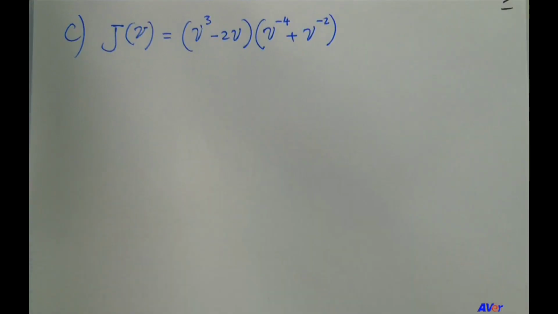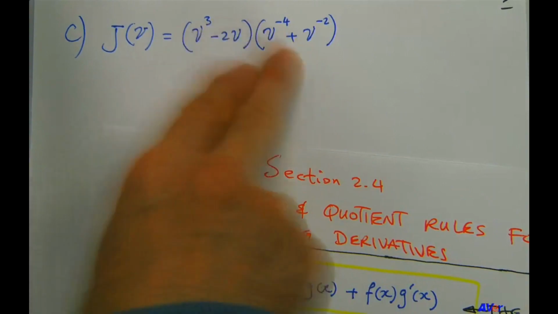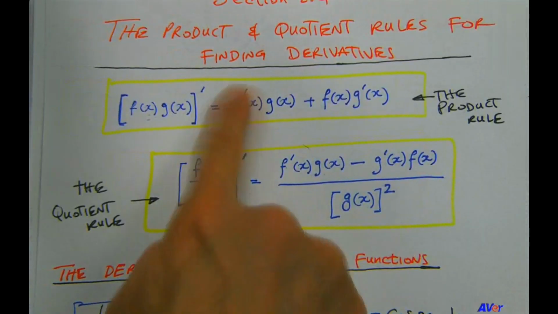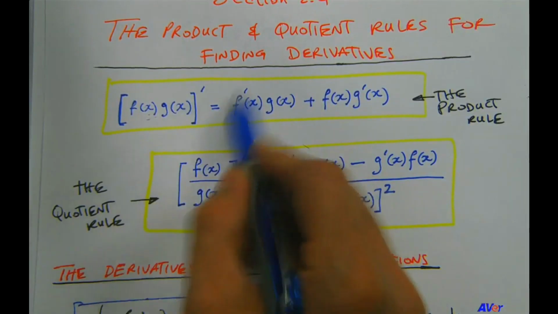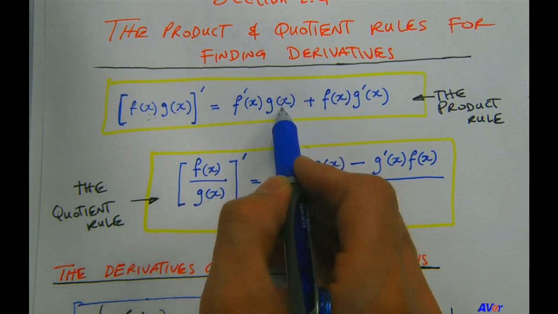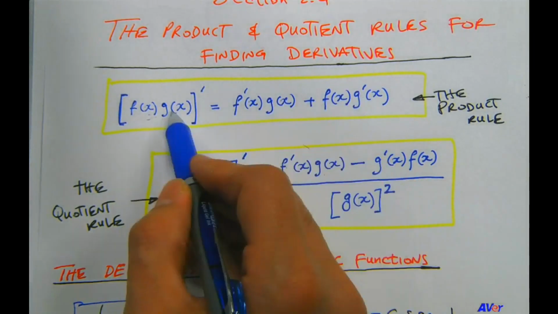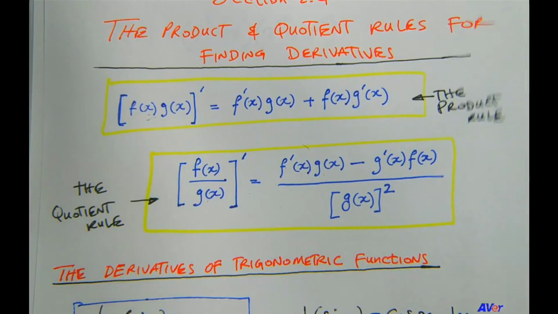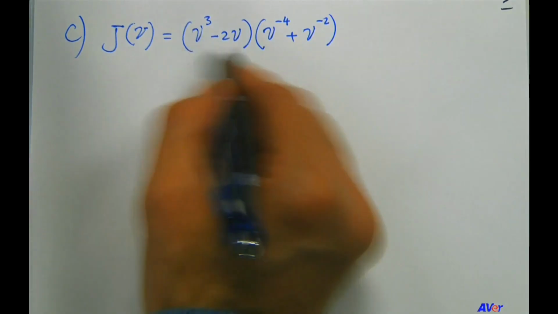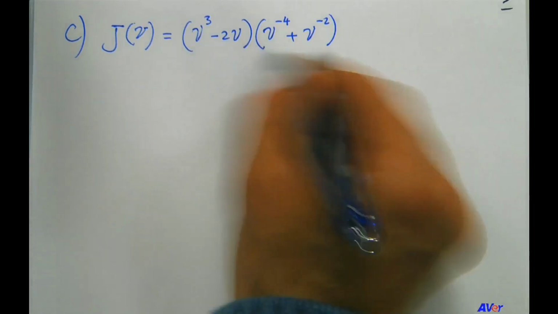Okay, so let's bring back that page. When we have two functions being multiplied by each other, we take the derivative of one function, multiply it by the next function, plus the first function multiplied by the derivative of the second function, right? So let's do that. First we want to take the derivative of this. This is our first function, this is our second function.